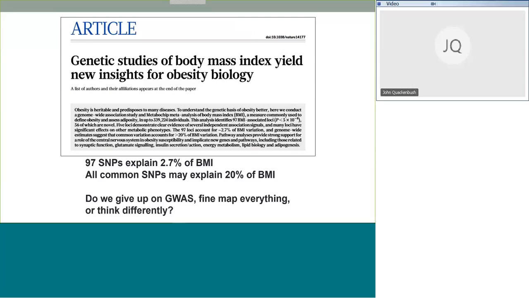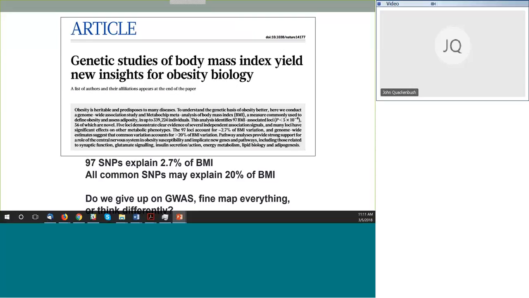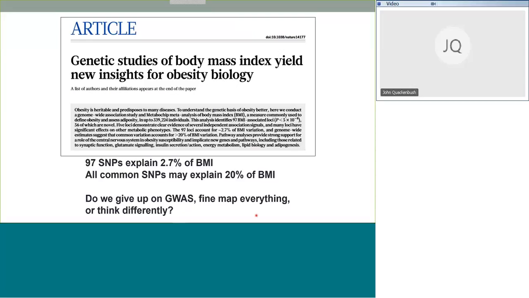So the question we have to ask ourselves is, given the failure of GWAS to find these strong genetic variants, what do we do? Well, one of the ideas that's been advanced is that we can simply map everything, that we can look for rare genetic variants that might carry disease phenotypes.